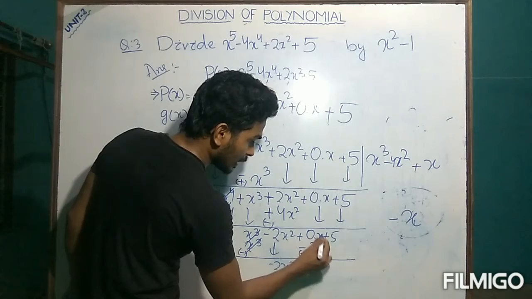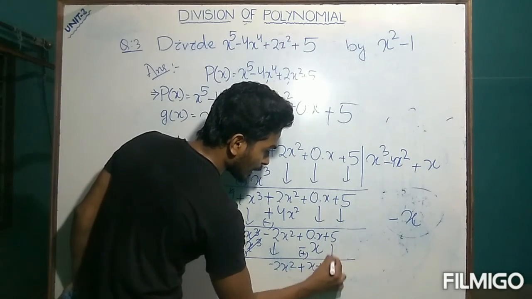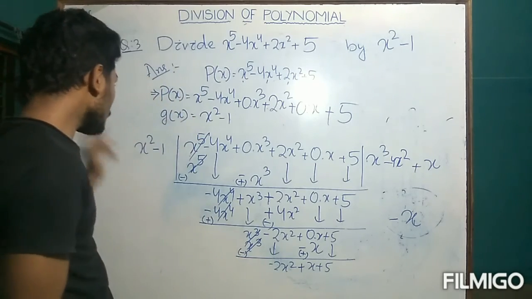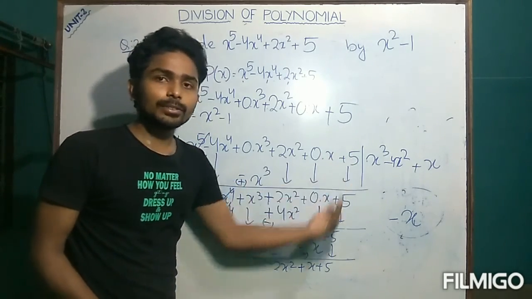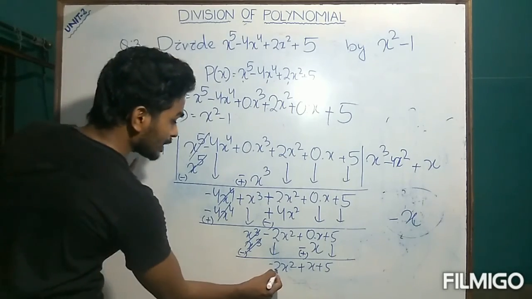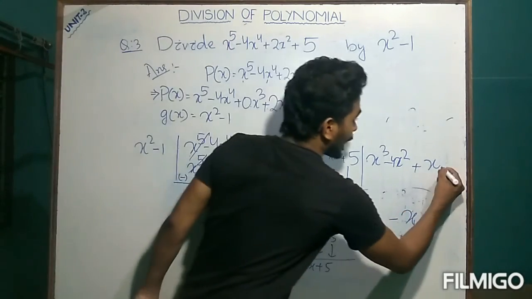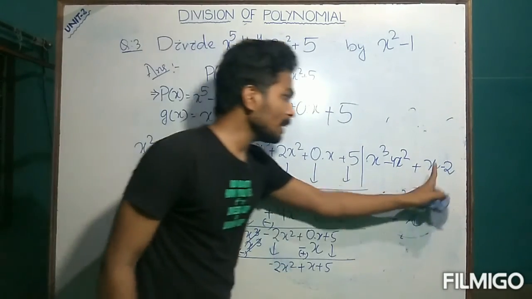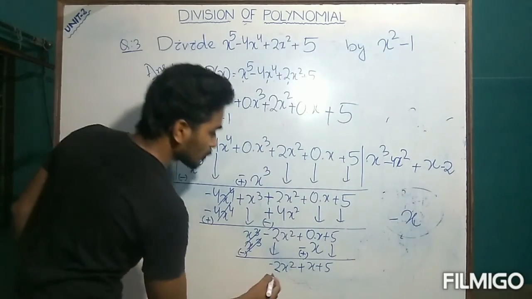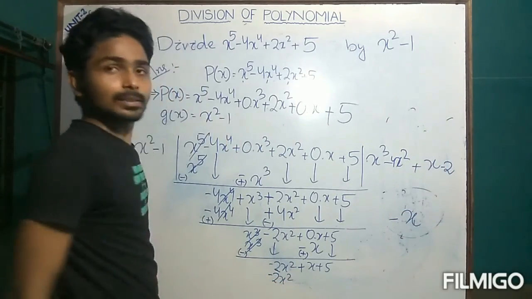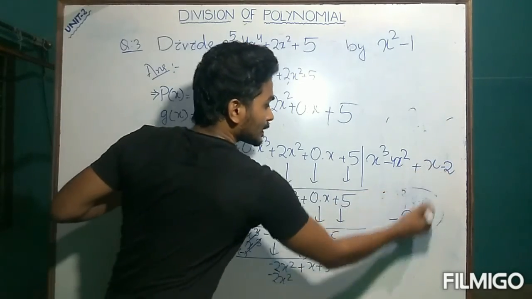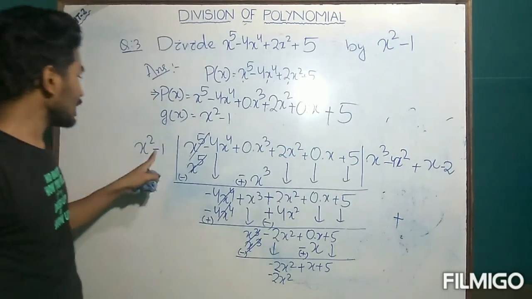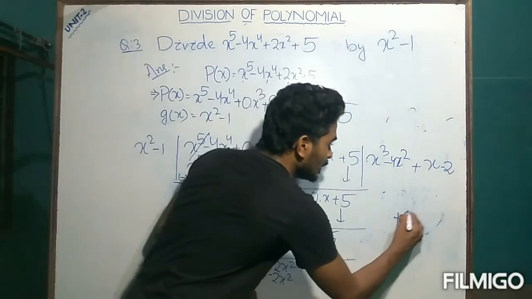Then it has value 0 and we have only plus x plus 5. Now see, it has a power 2, the remainder also has power 2. That means we need one more division further. So we need minus 2 here. It has the coefficient 1. So minus 2, it has the power 2, and this has the power 2. So we simply multiply with minus 2. So x square into minus 2 will be minus 2x square. Now minus minus will be plus. See here minus and there minus. So minus minus plus, 1 into 2 will be 2.